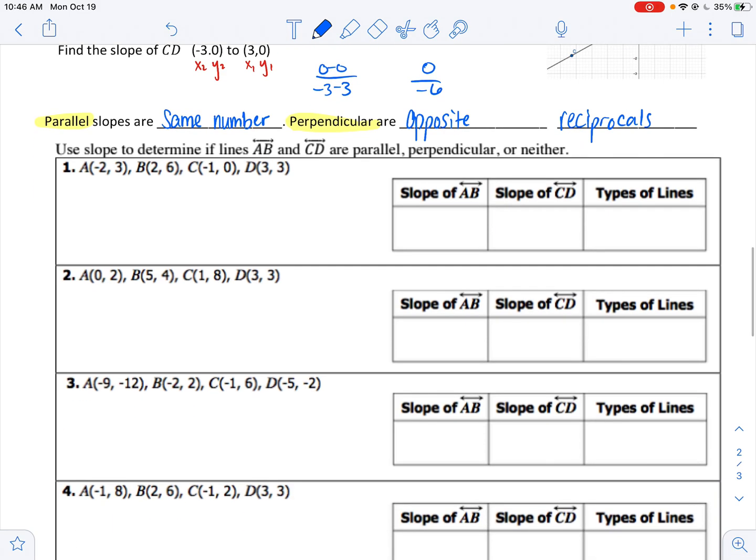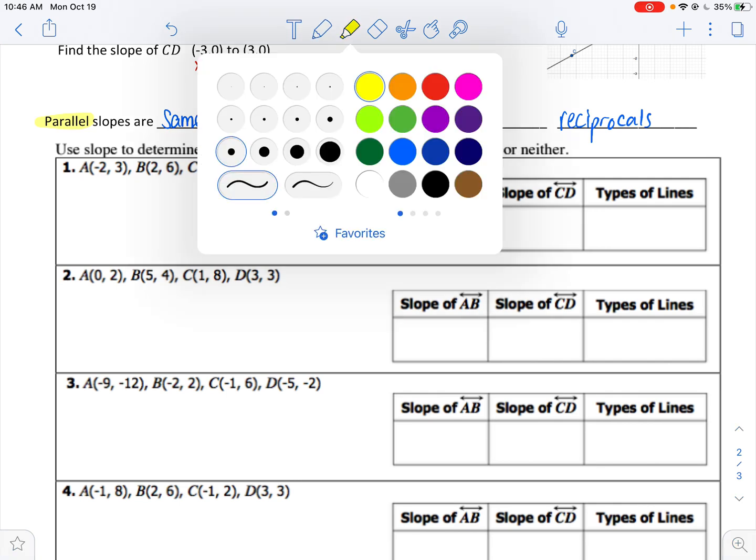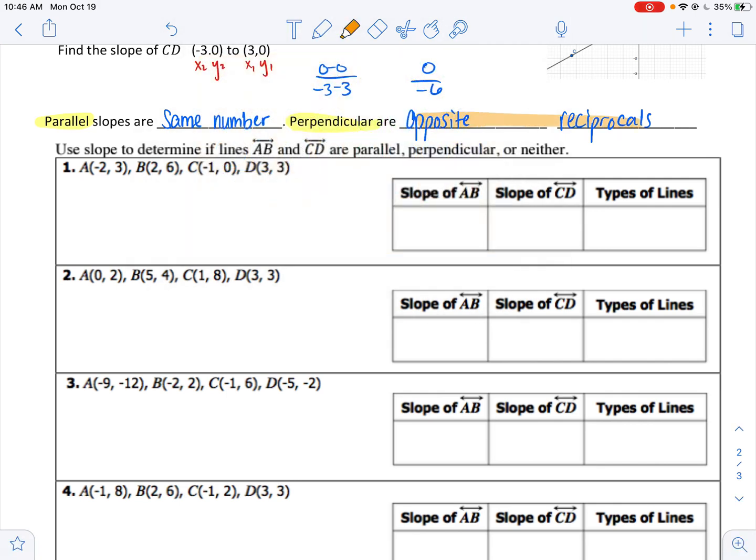And I'm going to skip 1 and 2. I'm going to go to 3 in just a minute. But let's talk about what opposite reciprocals means. An example of that would be 2/3 and negative 3 over 2. So you can see I flipped my fraction, and I had a positive fraction, and I had a negative fraction. So flip your fraction and change the sign. They should have opposite signs if they're perpendicular.